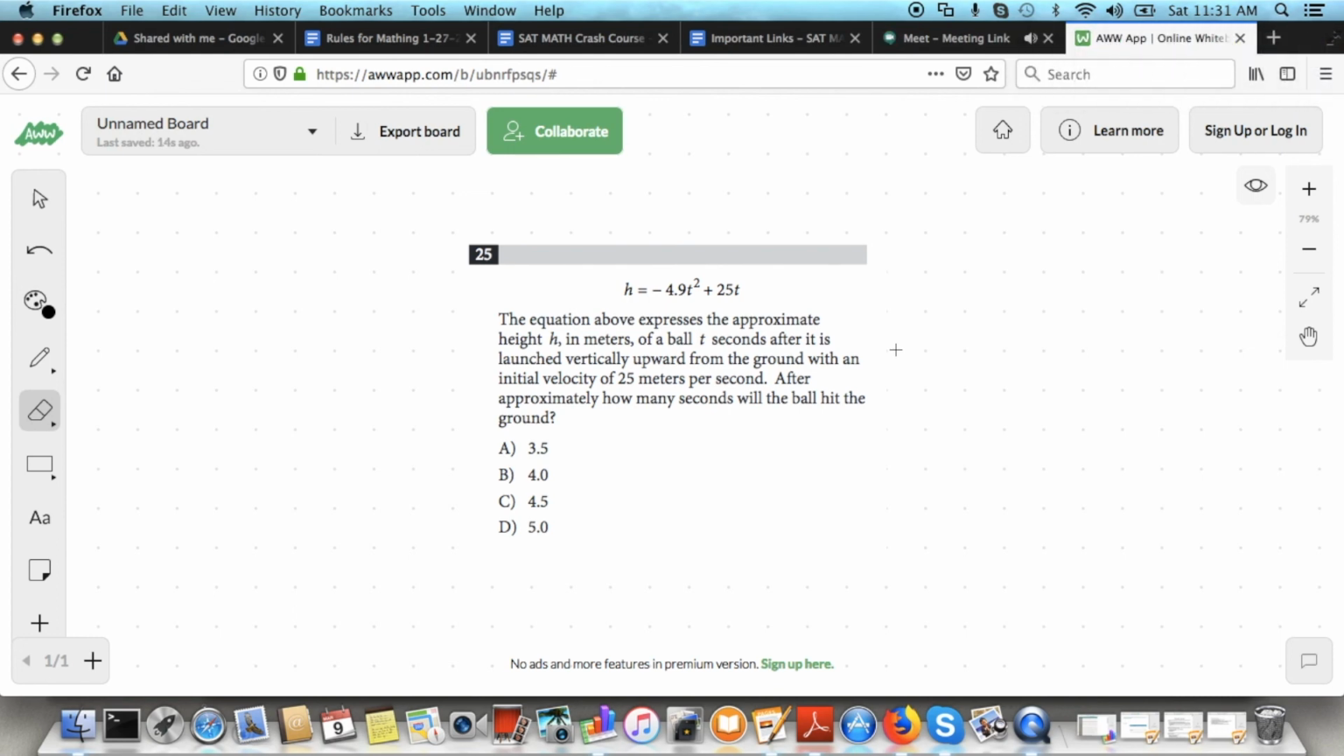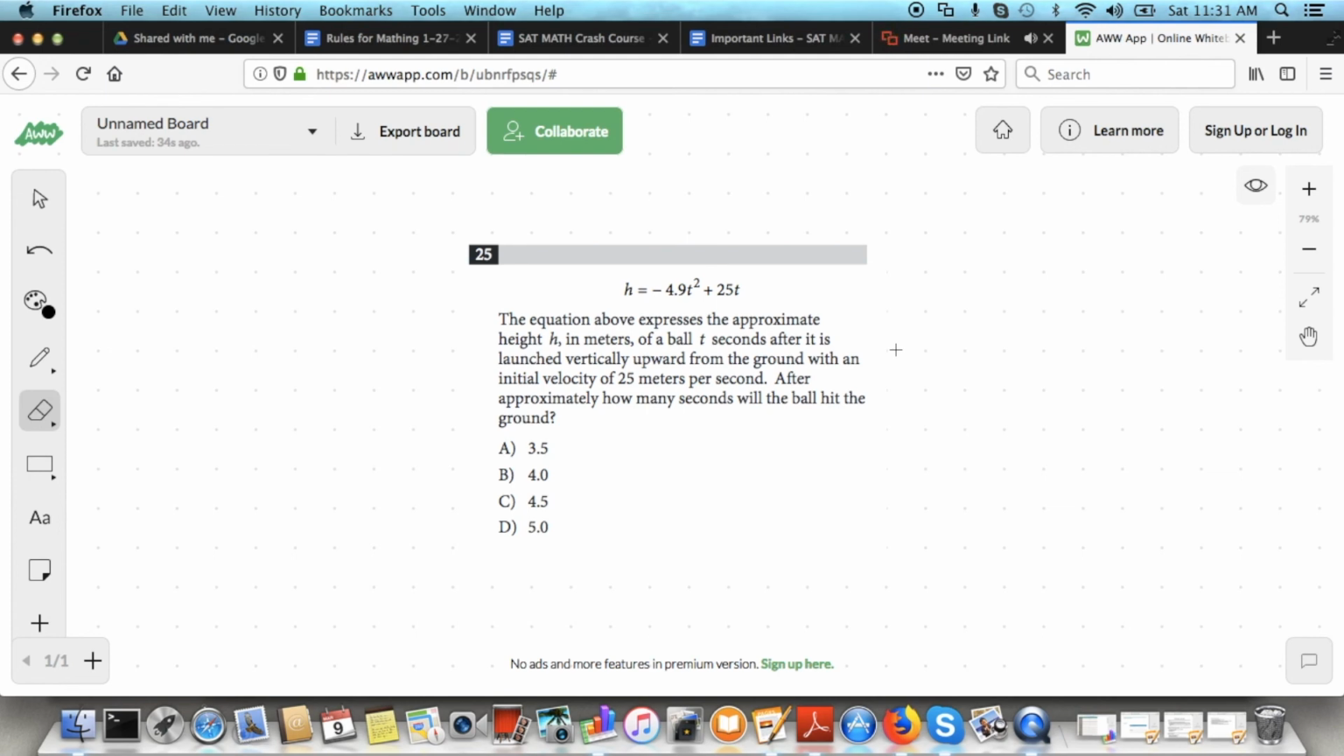The equation above expresses the approximate height h in meters of a ball t seconds after it is launched vertically upward from the ground with an initial velocity of 25 meters per second. After approximately how many seconds will the ball hit the ground? Yikes. What are we solving for here, Owen? We're trying to get h.